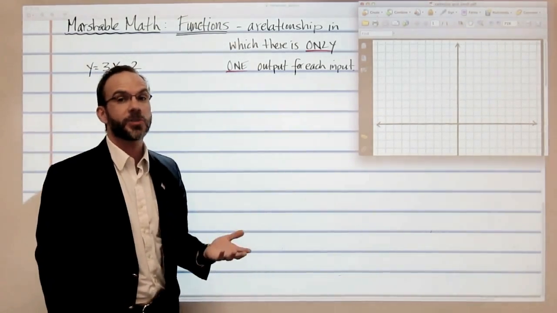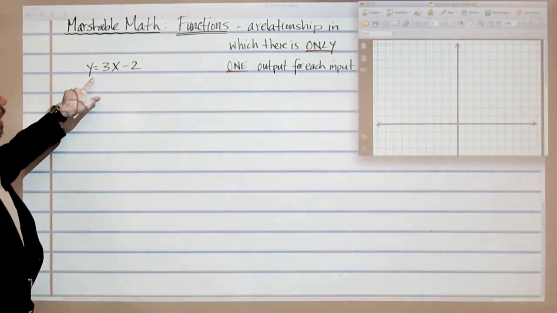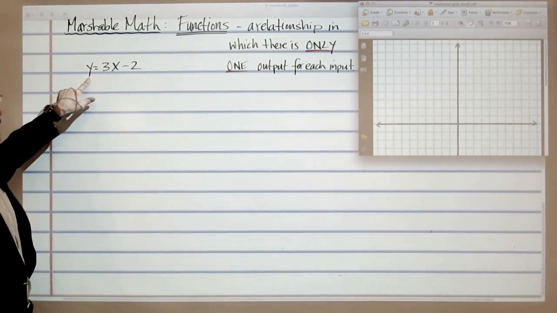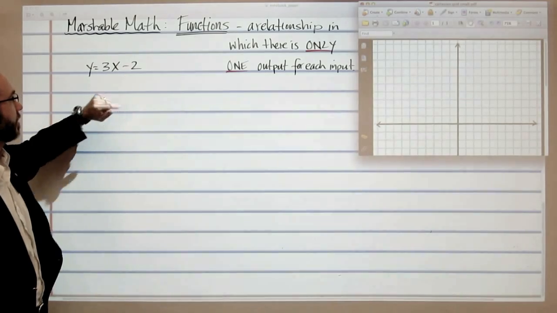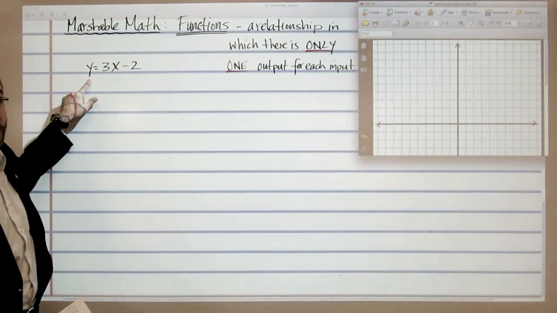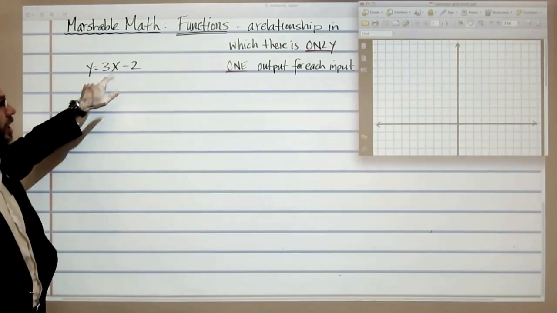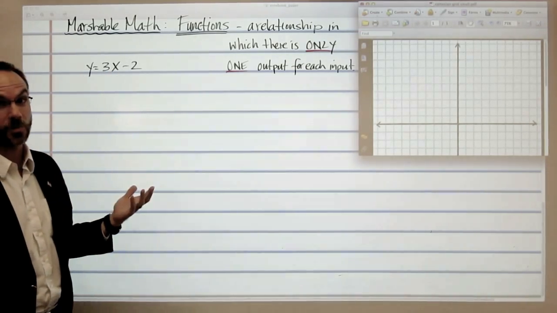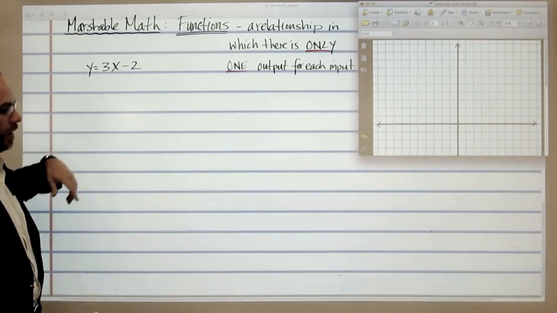Now, most equations that you're familiar with are already functions. So take, for example, this equation here: y is equal to 3x minus 2. We say here that since the equation is solved for y, y depends upon what we do here for x. So we would call y the dependent variable. We would call x the independent variable. The x then is our input. It's what we put into the equation, and the y is the result. That's what we get out. So x would be the input, y would be the output.